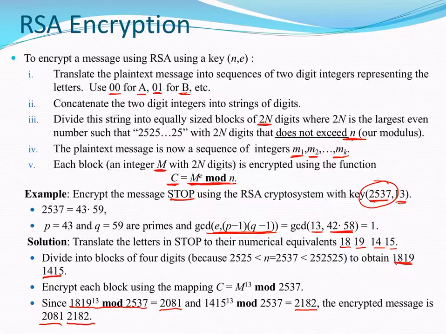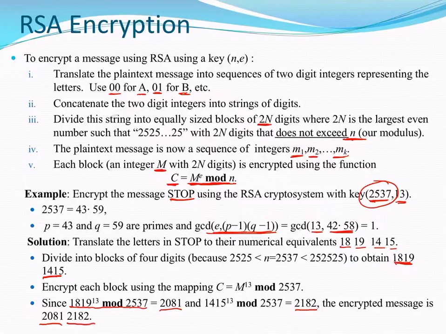Note that we don't translate these back into letters because we're not guaranteed to get a sequence of integers that are 25 or less. So we only communicate the numbers. All right, well, that's how we encrypt using this public key system.